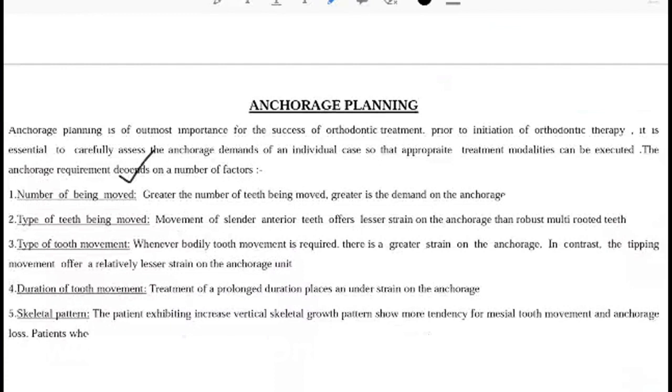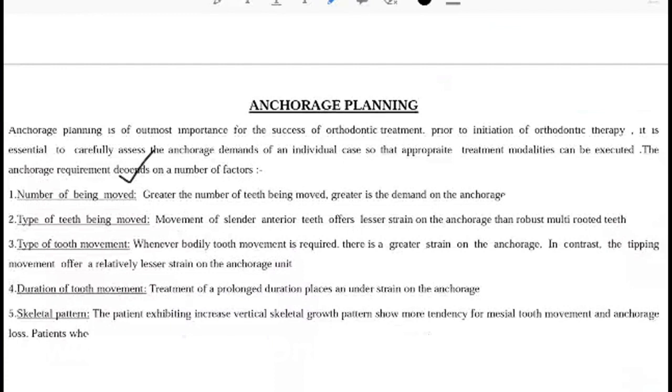Then type of the teeth to be moved. Okay, the type means what? If it is a very slender anterior, or if it is a very multi-rooted tooth, there's a difference, right? The type of movement, what kind of movement you need. If it is a bodily movement or a kind of tipping movement, you have to see that also. Duration, how much time it might take. Skeletal pattern.